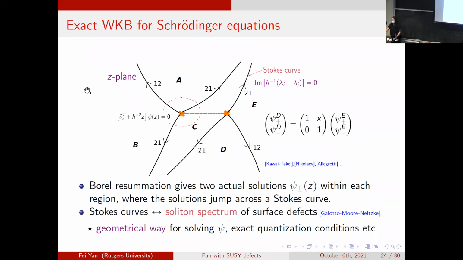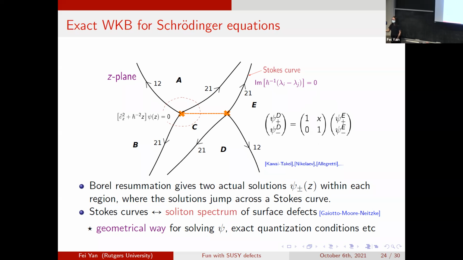So this is a sample picture of the Z-plane. And I have these black one-dimensional lines carving out this whole Z-plane into different regions. Here I label A, B, C, D, E. There are 5 regions here. Within each region, you could do Borel summation to get actual two solutions to the Schrödinger equation. However, as you jump across regions, for example, from region D to region E separated by this black line, the solutions will jump accordingly, concretely jump corresponding to a unipotent matrix.